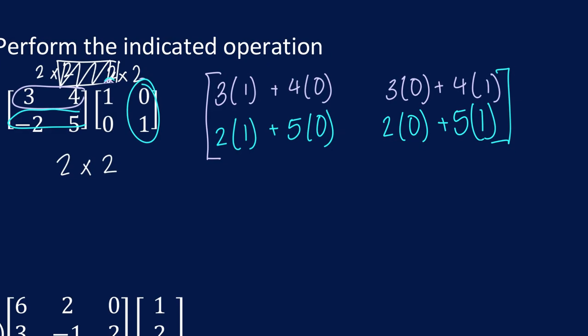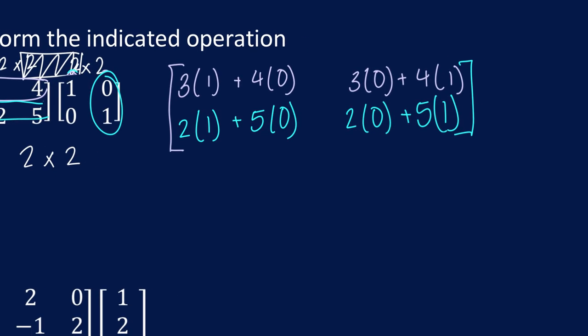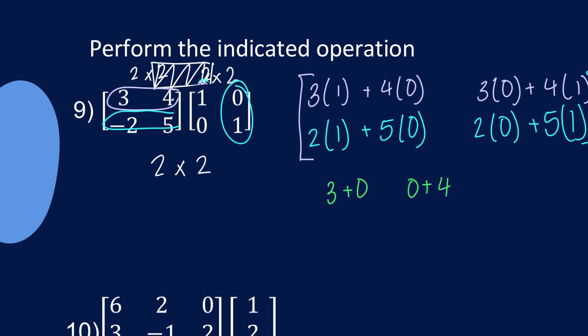So solving what I have. Okay, solving what I have is my next step. I'm going to get 3 plus 0, 0 plus 4. Then this one's, was it a -2? It was a -2. Change that sign really quick. This is going to be -2 plus 0 and 0 plus 5.